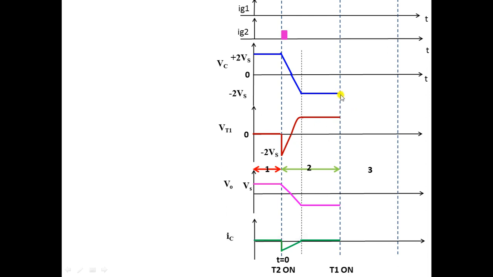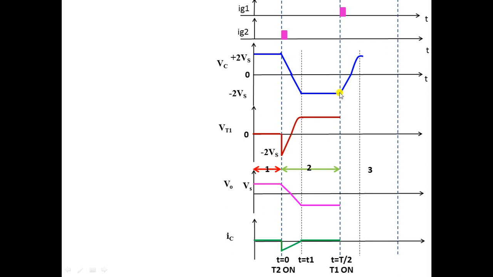See here, the capacitor has got charged fully to minus 2 Vs, and at this instant we have turned on T1 by applying a proper gate trigger pulse at its gate. So this is the proper gate trigger pulse applied at the gate terminal of T1, thereby turning it on. Once this is turned on, the capacitor starts to discharge, attains 0, and then recharges fully to plus 2 Vs.